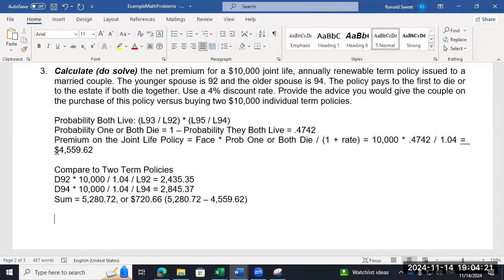You can get pretty close to 80-90% if you do that. But the real kicker here is justify that difference. Anybody remember what's the only difference in these two policies? When are they different? It's when they both do what? When they both die. So you say probability both die is going to equal D92 over L92 times D94 over L94.